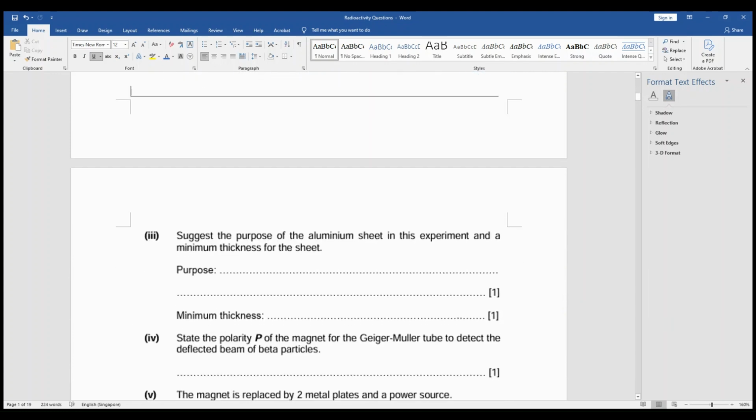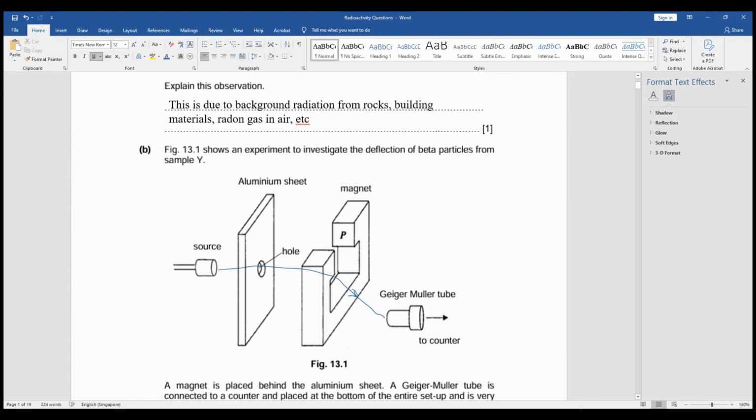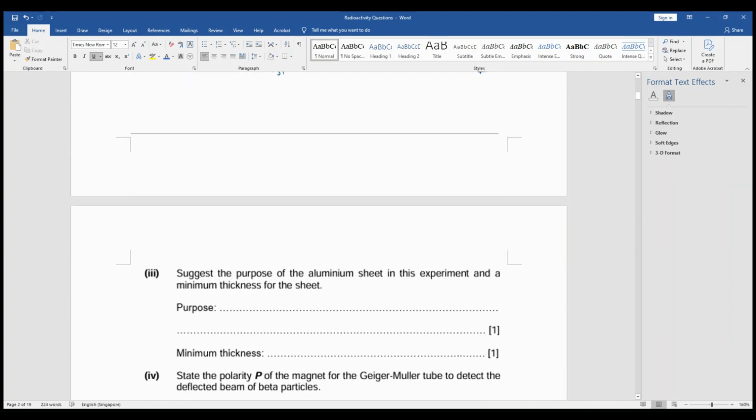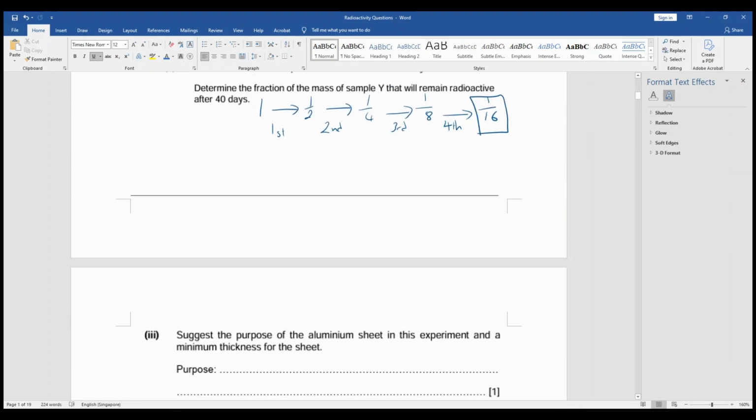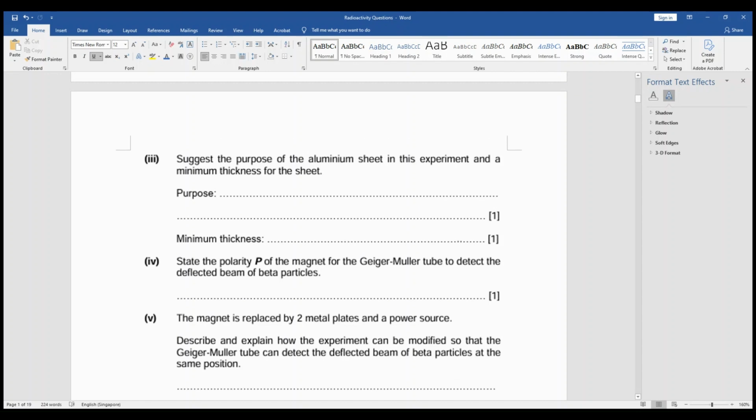Suggest the purpose of the aluminum sheet in this experiment and the minimum thickness for the sheet. Okay, aluminum sheet can block alpha particles, but it cannot block beta. Oh, it can, but it must be thick enough. It can block alpha definitely, but it can also block beta, assuming that it is thick enough. So, what is the thickness needed? A few mm will do.